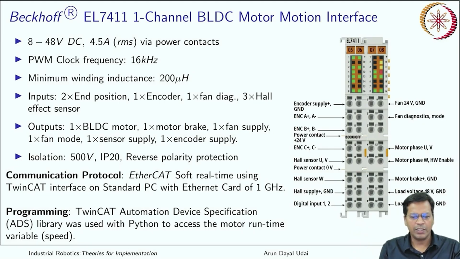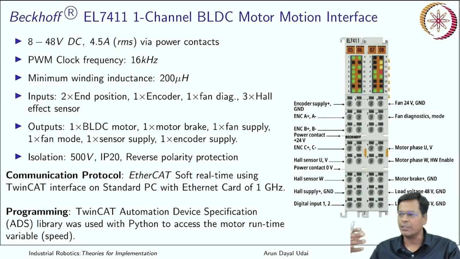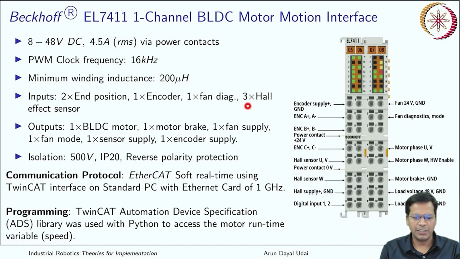Okay, so you have three Hall effect sensor inputs that you can feed in. This is an encoder, which is an externally mounted encoder for precise control, whereas these three are dedicated sensors, that is, the Hall effect feedback of the inbuilt sensors which are there in this kind of motor.